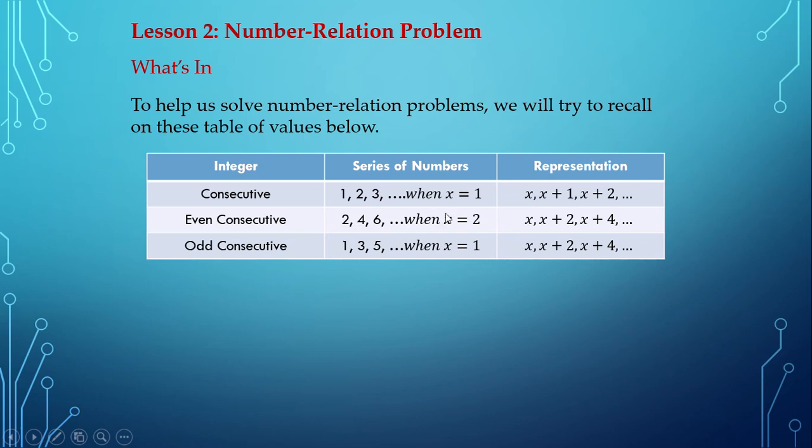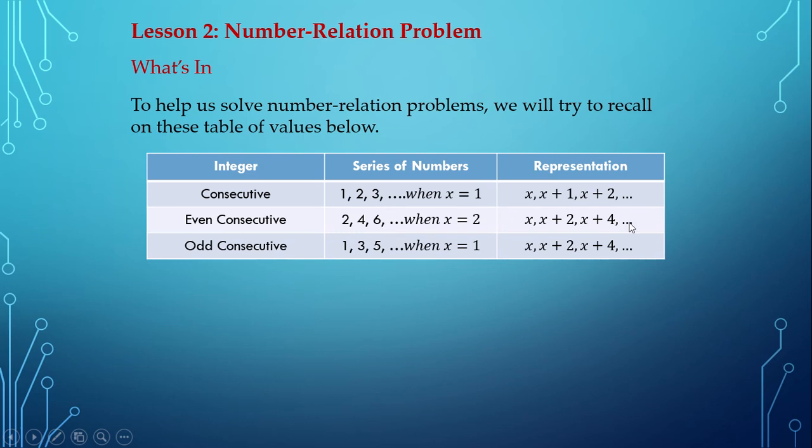For even consecutive numbers, when the value of x is 2, our first number is represented by x, which is 2, followed by 4. How do we represent 4 if x is 2? That is x plus 2. Meaning, the value of x is 2, so 2 plus 2 is 4. How do we represent 6? X plus 4, since x is 2. So, 2 plus 4 is 6.